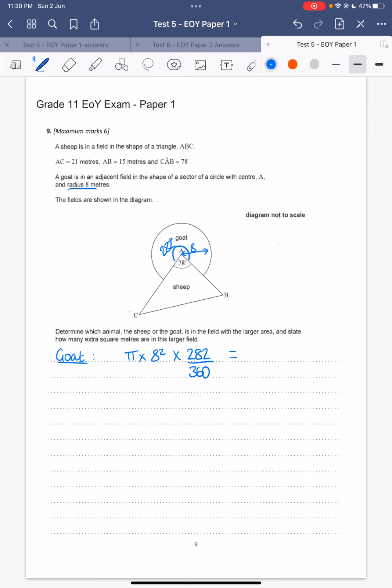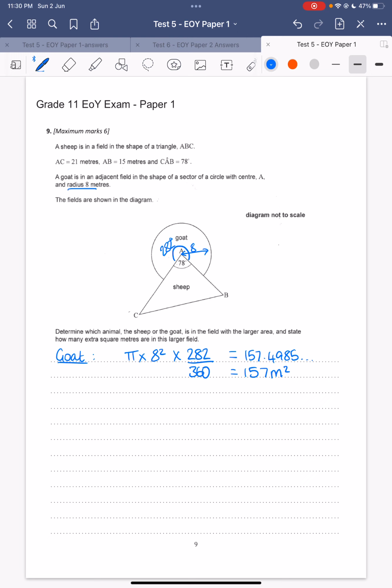And that gives me 157.4985. And that's the value of the goat's area, okay, which to three significant figures is just 157 meters squared. So that's the first part of it.